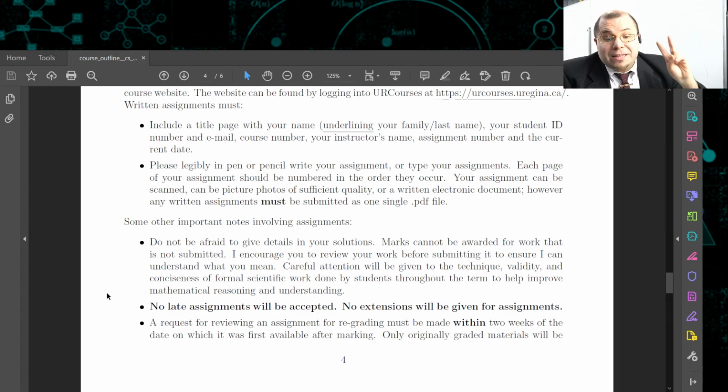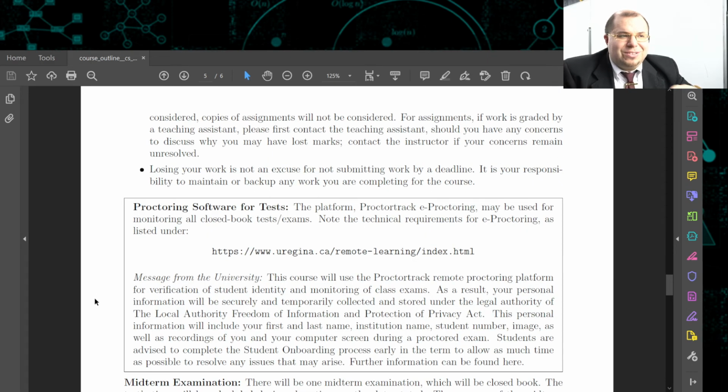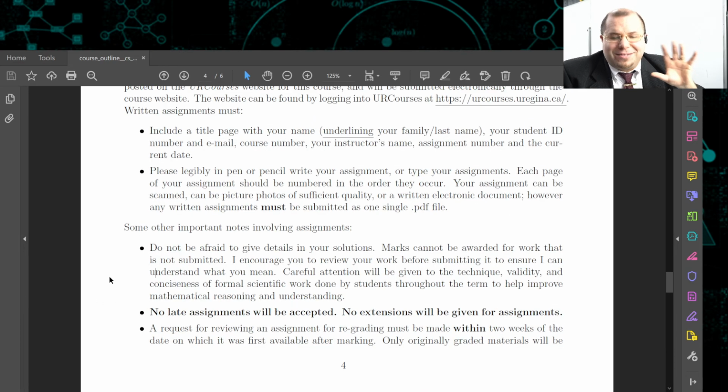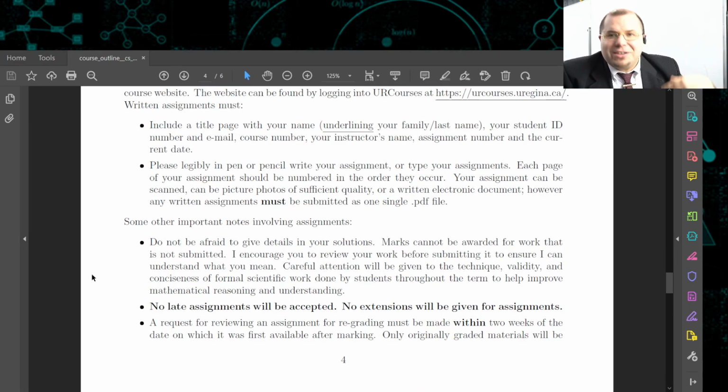But it has to be done within 2 weeks of when the assignment grade was given. So just don't come to me at the end of the term and say, oh, I didn't do as well on assignment 1, can you take a look at this one problem? This is what this policy is about. It's just to make sure that everybody's dealing with these things as they come, as opposed to leaving it to the end. It keeps things nice and steady.